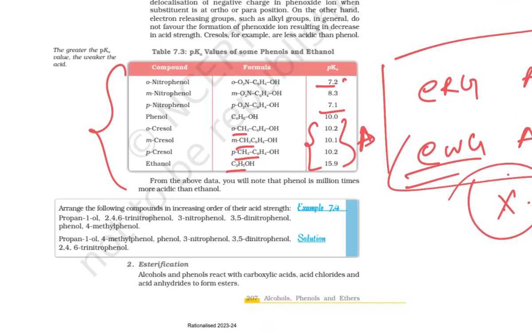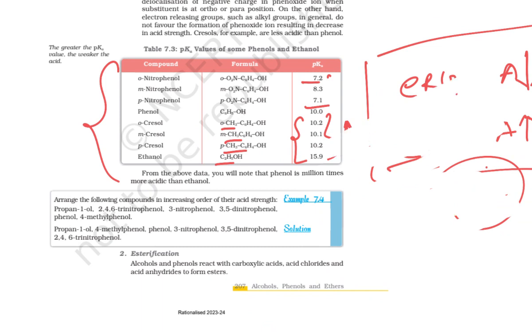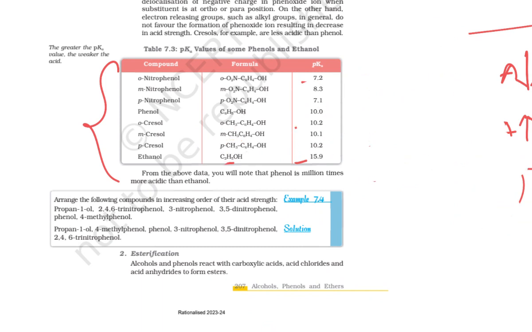Now we will solve one question. Look here: arrange the following compounds in increasing order of their acidic strength. First we will write all the molecule structures, then we will compare. What is the first molecule given? Propanol is given, propan-1-ol.